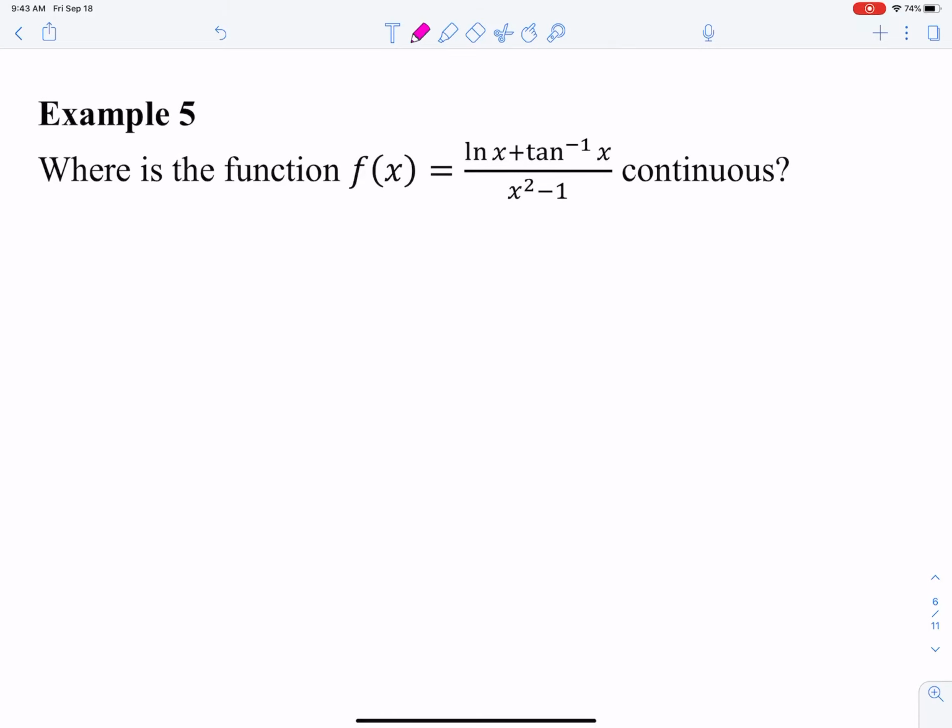Where is this function continuous? So we've got natural log of x plus the inverse tangent of x over x squared minus 1. So natural log of x, we want to figure out its domain. Well, natural log of x, if you know the graph, it's easy, but we can convert this. Remember that loop-around procedure? So this is log base e of x equals y, well, let's call this y equals x. Either way you want to put it.